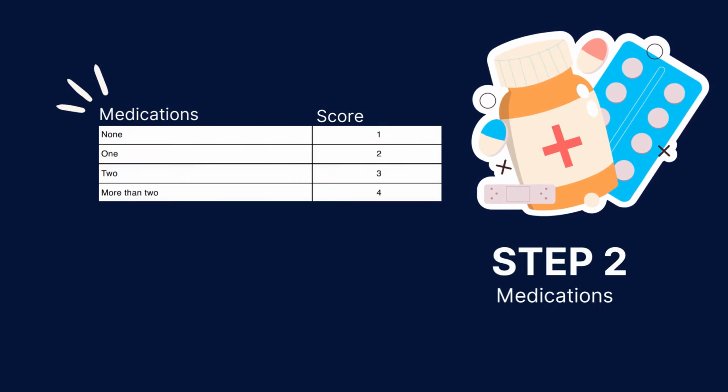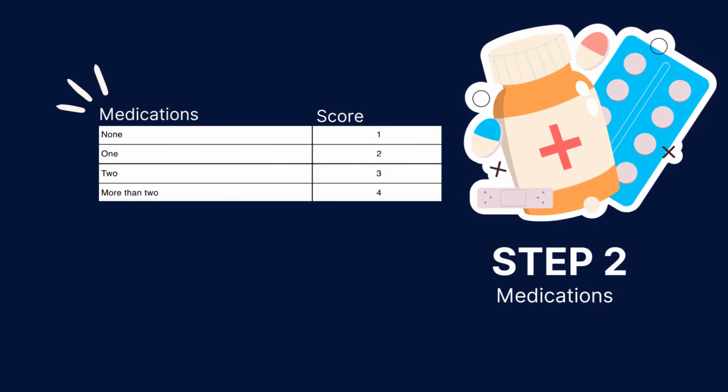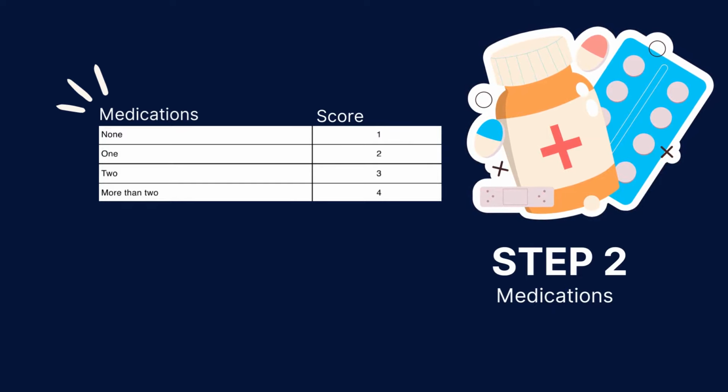Another risk factor for falling is being on certain medications. The fall risk assessment includes examples of the sort of medications that should be counted for in this section. These include antidepressants, hypertensives, sedatives, diuretics, or hypnotics.